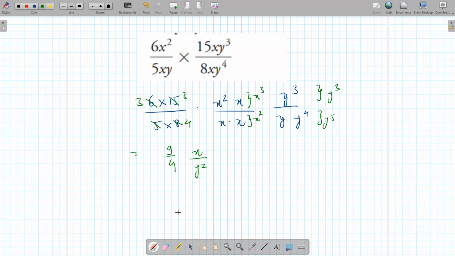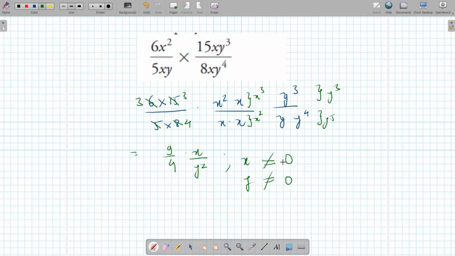Easy peasy. What are the restrictions? What can x not be? What can y not be? y can't be 0? Yeah, what about x? Notice x is in the denominator as well. It also can't be 0? Yeah, exactly. x and y can't be 0.